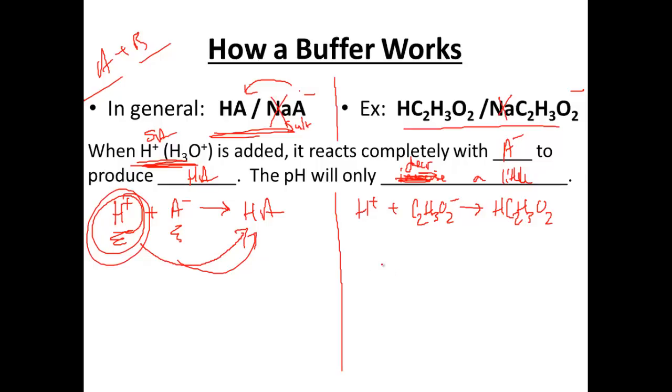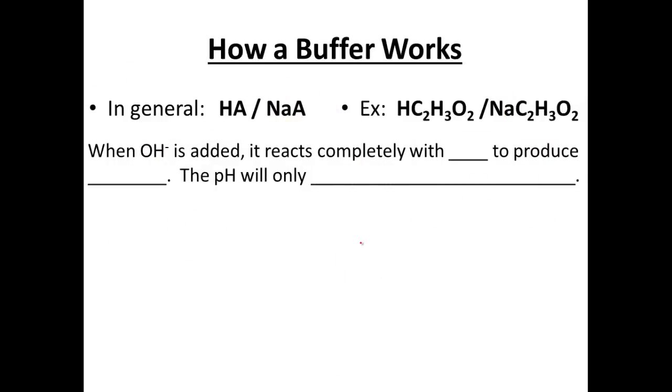Okay, let's look at the opposite example. When we add hydroxide this time, hydroxide is going to react with the acid component because acids react with bases. So OH- strong base reacts with the weak acid and is going to turn it into the A- form. It's going to take the hydrogen from the acid and turn it to the conjugate base. When you add strong base, that should increase the pH a little.